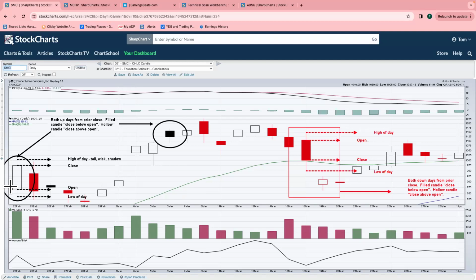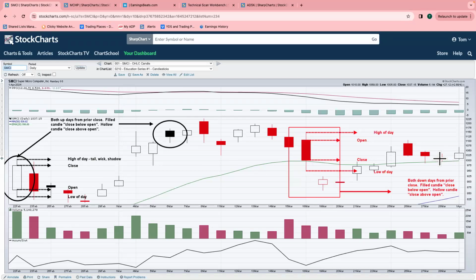Now, if you look inside, you'll see a rectangle from the top to the bottom. It's either going to be a black outlined hollow candle, a black outlined filled candle, a red outlined filled candle, or a red outlined hollow candle. Those are essentially the only 4 candles you're going to see.